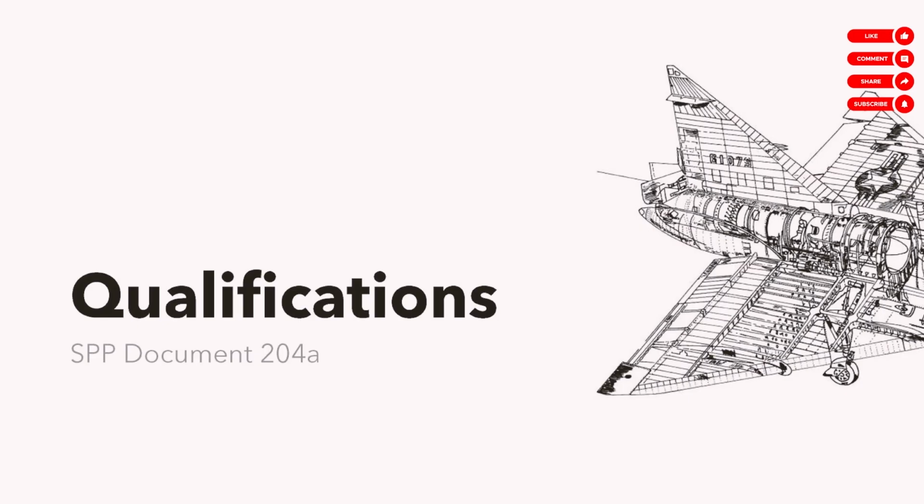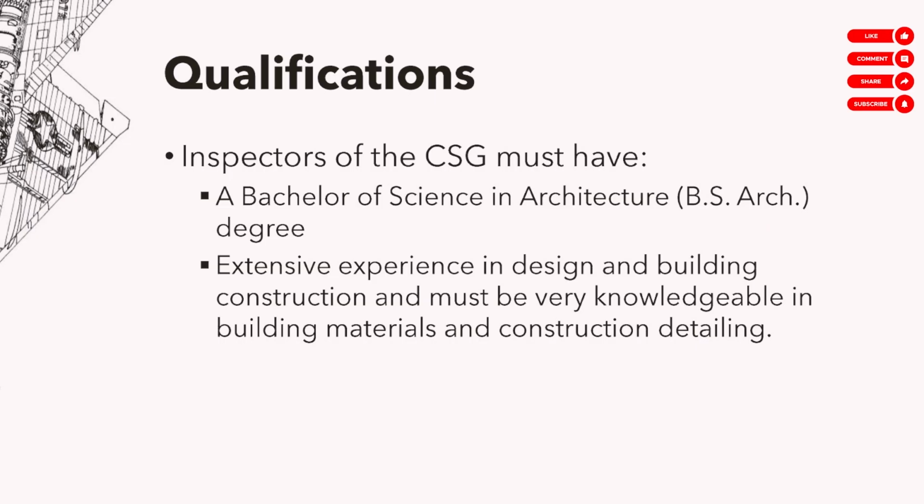Okay? Who can become inspectors? Who can become a full-time supervisor? Who can become members of the CSG? Okay, the inspectors, the full-time supervisors, or the inspectors of the CSG must be architecture graduates, must have extensive experience in design and building construction, must be very knowledgeable though in materials and construction details, and that's the end of that. Okay, so that's the full-time supervision service. This is just one of two construction services. The other is SPP 204B.